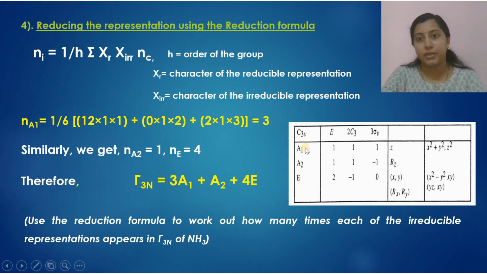So by looking at the character table, we can find out Na1 is equal to 1 by 6 into 12 into 1 into 1 plus 0 into 1 into 2 plus 2 into 1 into 3 is equal to 3. So use the reduction formula to work out how many times each of the irreducible representations appears in gamma 3n of ammonia. Similarly, we get Na2 equals 1 and Ne equals 4. So therefore, the total representation gamma 3n is equal to 3A1 plus A2 plus 4E.